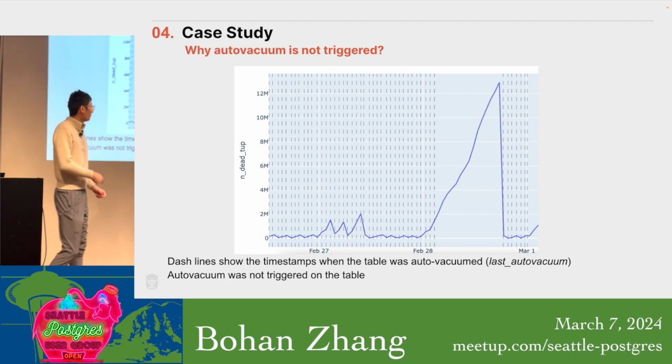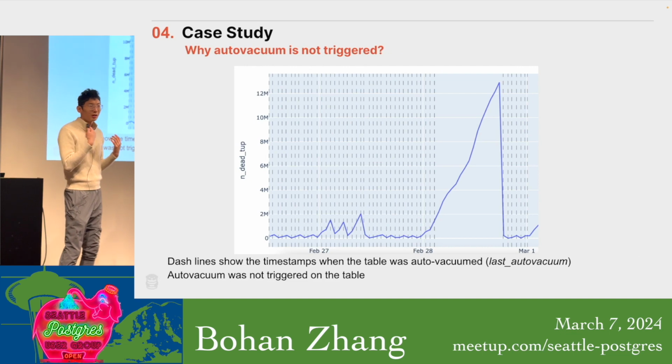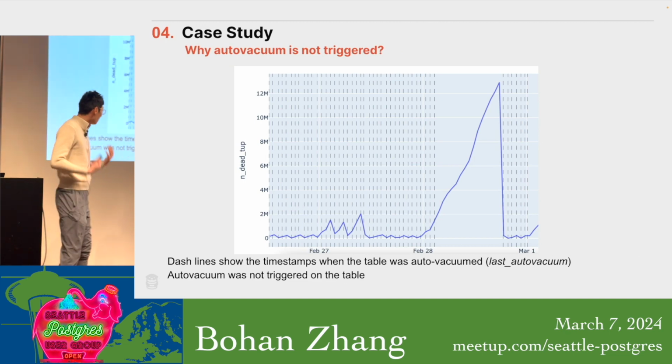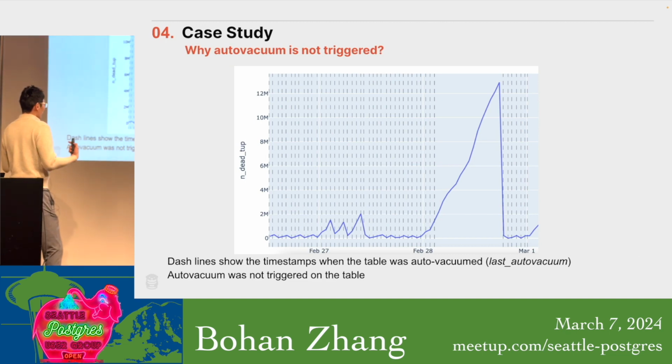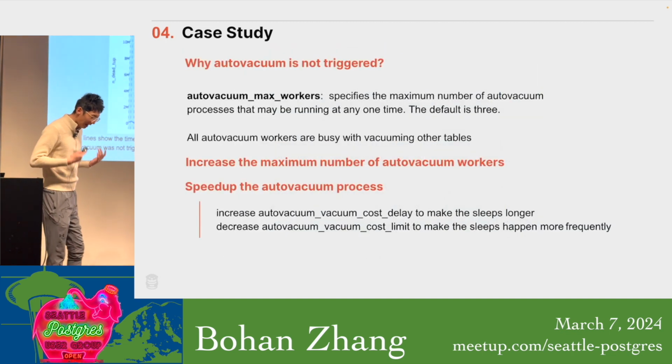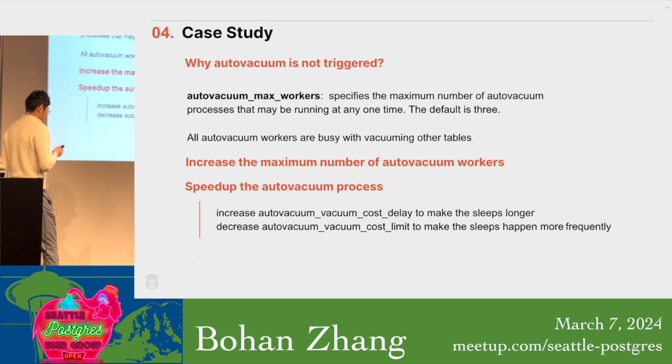Another example is that the dashed lines are the timestamps when auto vacuum was executed. We can see the number of dead tuples increase. However, there is no auto vacuum running during this time range. So what happened here? Auto vacuum was not triggered on the table during this time range.